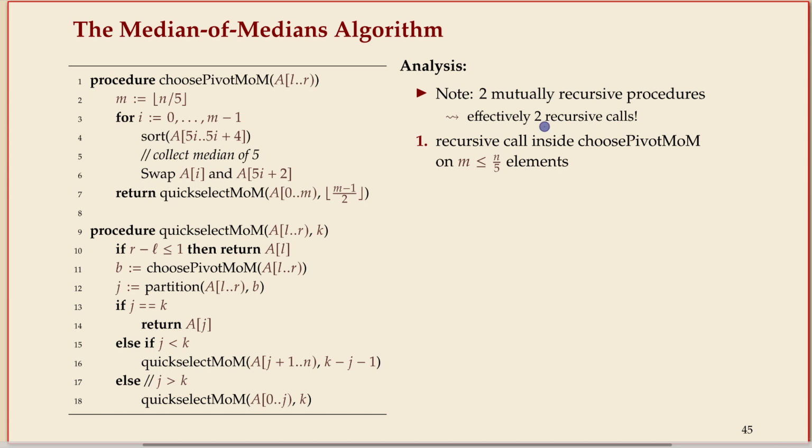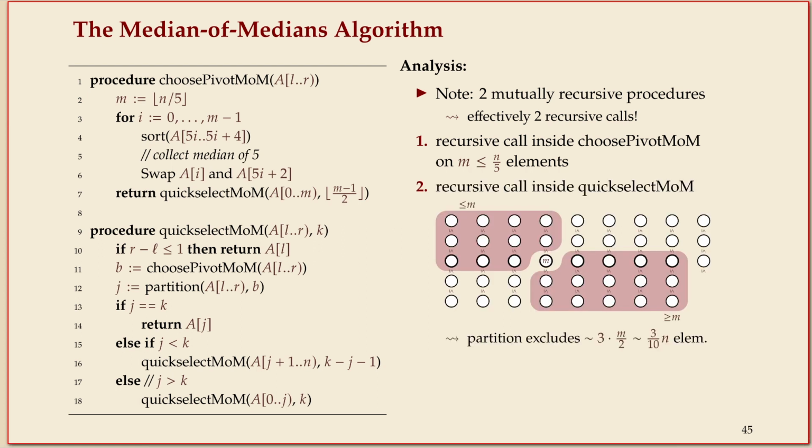And remember, that's potentially dangerous area, danger zone, because that might mean we need time n log n, not n. For sorting, we had 2 recursive calls, and the overall time was n log n. But we know that this innermost call is only on a few elements, only on 1 out of 5. The second recursive call inside here is on the left or right part of the array after partitioning. And we don't exactly know how big that is.